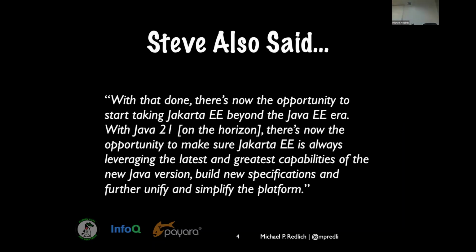Further, he said, with that done, and we've gone through all the changes, which you'll hear more about later, there's now the opportunity to start taking Jakarta EE beyond the Java EE era. And with Java 21, which at the time was on the horizon and has been out since September, there's now the opportunity to make sure that Jakarta EE is always leveraging the latest and greatest capabilities of the newest Java version, build new specifications, which you'll hear about in this presentation, and further unify and simplify the platform.